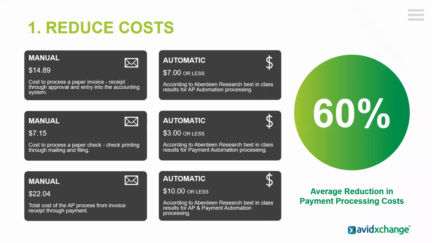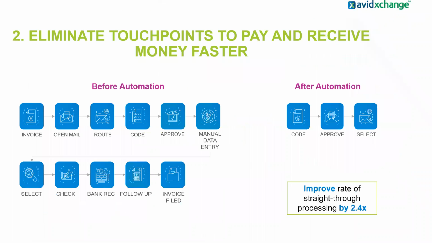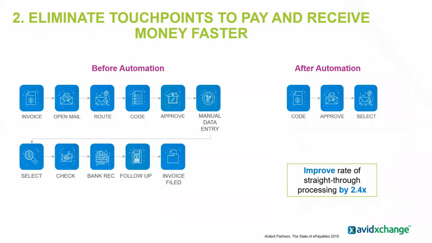When you automate, you actually carve out a tremendous amount of labor that's associated with paying your bills as well as material costs. So you can see 60% of costs are reduced. This is a really great slide because it gives you a look at before and after.